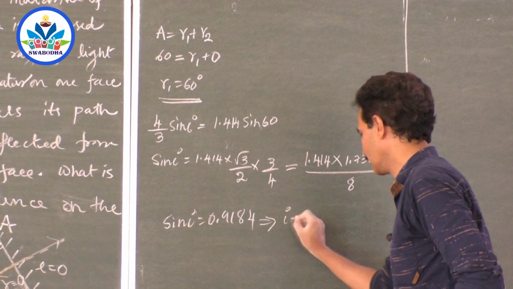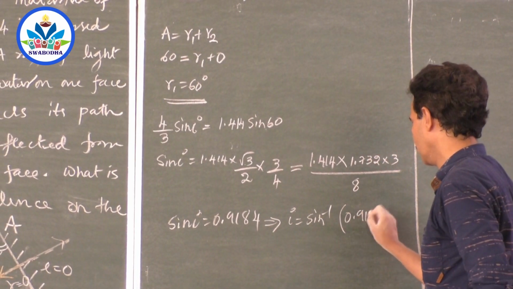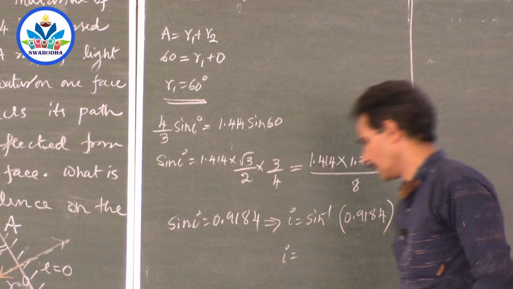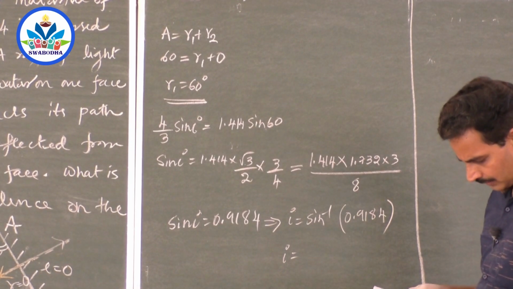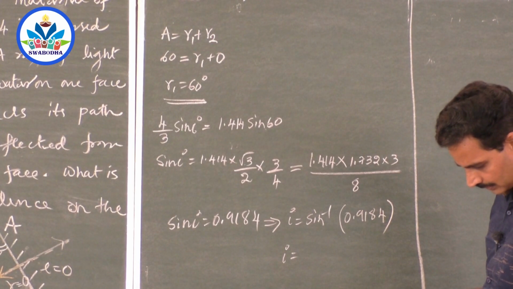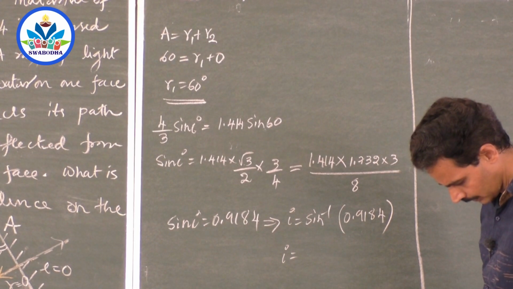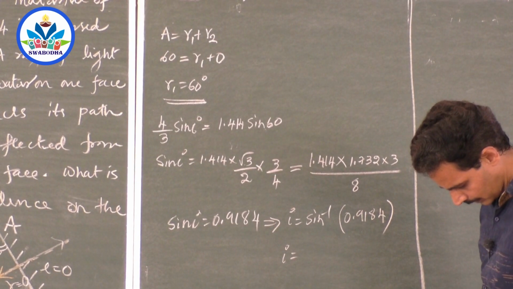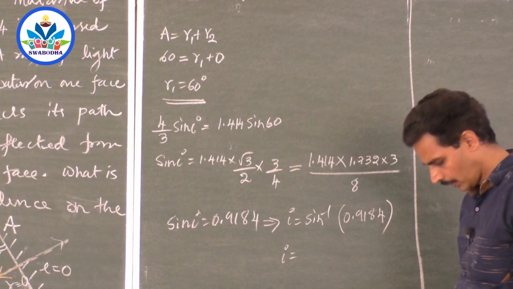What is I? I is equal to sine inverse of 0.9184. So you have to search for 0.9184, then you will get I. In the natural sines column or page, 0.9184 lies in which row and which column? You will get 0.9107, 0.9184 you want. You have the same number, 0.9184. Otherwise you go to the closest number.